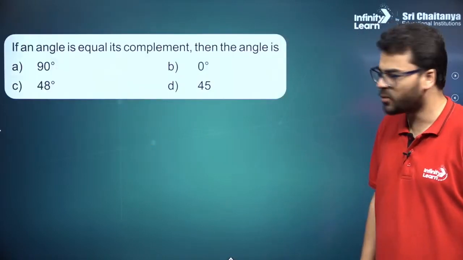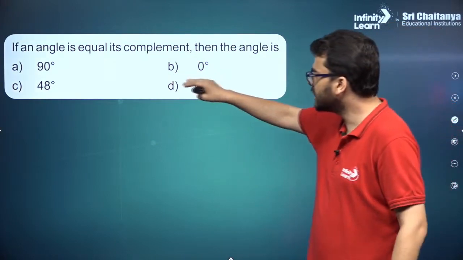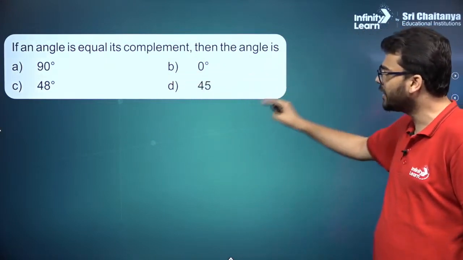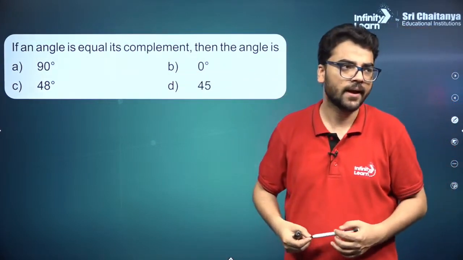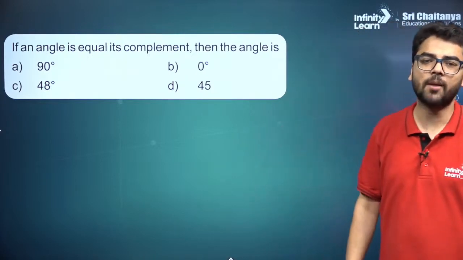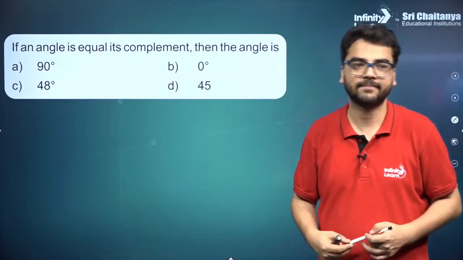Okay, now let's do some questions. If an angle is equal to its complement, then you have to find the angle. Can you tell the answer? If an angle is equal to its complement, you have to find the angle.